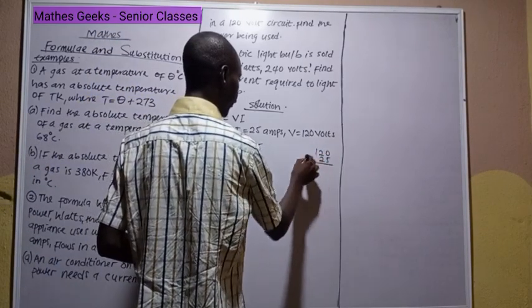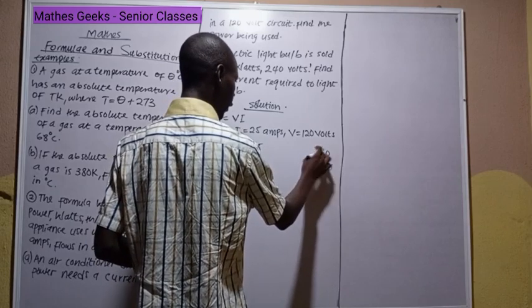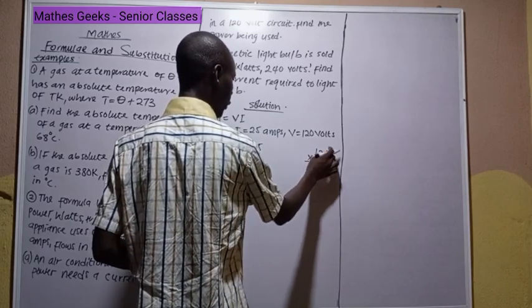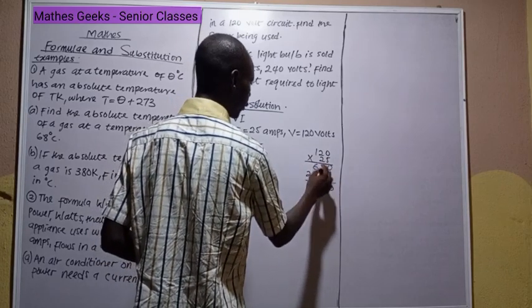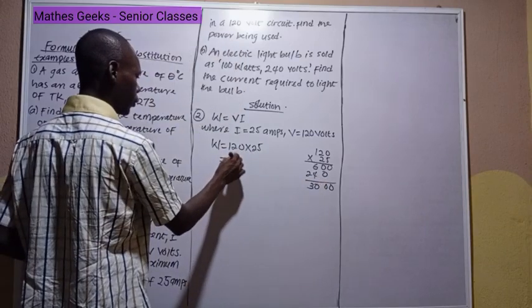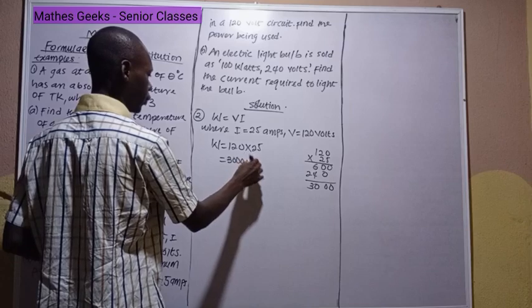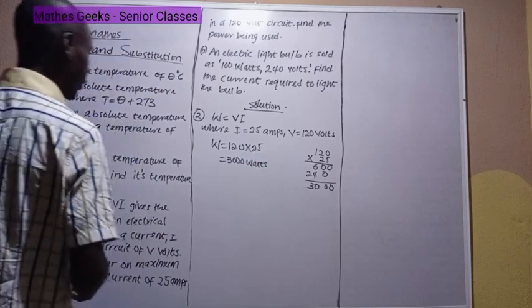120 times 25. 5 times 0 is 0, 5 times 2 is 10, 5 times 1 is 5, plus 1 is 6. Then 2 times 0 is 0, 2 times 2 is 4, 2 times 1 is 2. The answer is 3,000 watts, the power used. So that's 2.